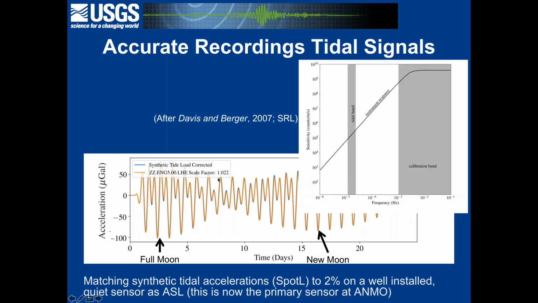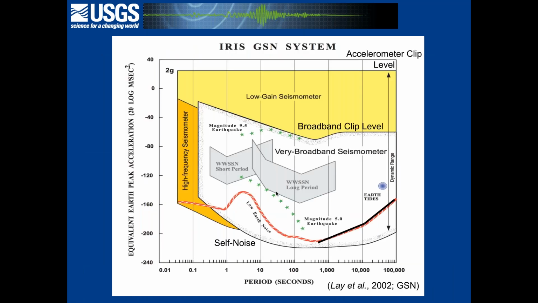If you think about it, the corner of the STS-6 instrument is here at 360 seconds, and we're accurately able to resolve signals out here at 12 and 24 hours period. The reason we're able to do that is the instrument response is well defined, so we can correct for that to bring it back up and get accurate amplitudes of these tidal signals. In order to do this, though, you have to have a very well-installed seismic instrument that has low self-noise and is not being contaminated by thermal, magnetic, and other signatures, which I'll talk about.